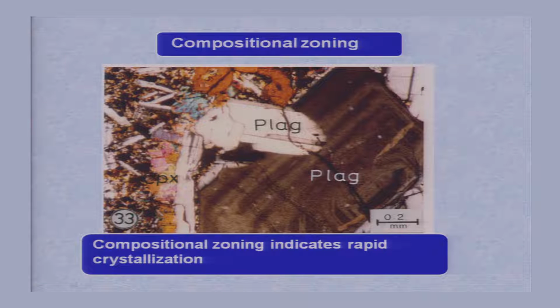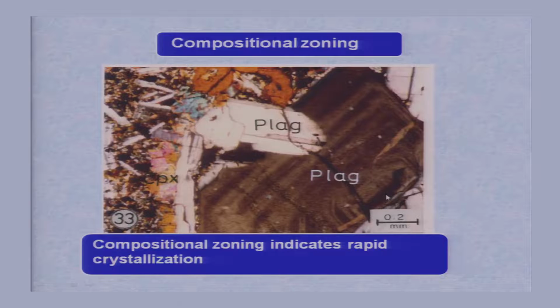This is my own collection from the Deccan basalts lava flow. It contains plagioclase, and this plagioclase shows ring structure. See here, from the center to the periphery, there are alternate rings of anorthite and albite, and the plagioclase grain is intersected by another plagioclase grain here.